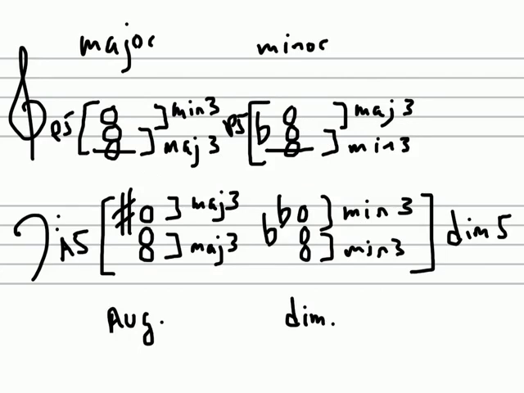If we're only using major and minor thirds to construct these triads, you can see that these are the only four types that are possible. And we can construct this on any note as the root. We don't have to start on C. We can start on F sharp, we can start on D, we can start on A flat. Any note can be the root of a triad.